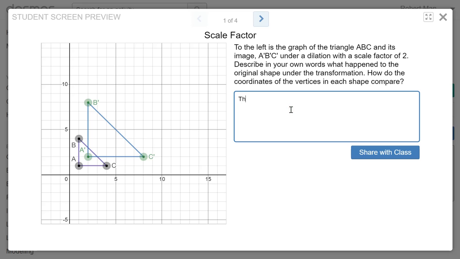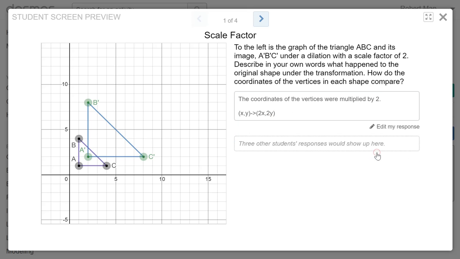So, the coordinates of the vertices were multiplied by 2. Okay, so I wouldn't expect you to get this next part off the top of your head, but it is as if we took x, y, and brought it to, that's what the right arrow means, 2 times x, 2 times y for our new coordinate point. And then if you were doing this with the class, you would share it to class and see everybody else's responses. However, we are doing this together, so there's nobody's responses to show up here.